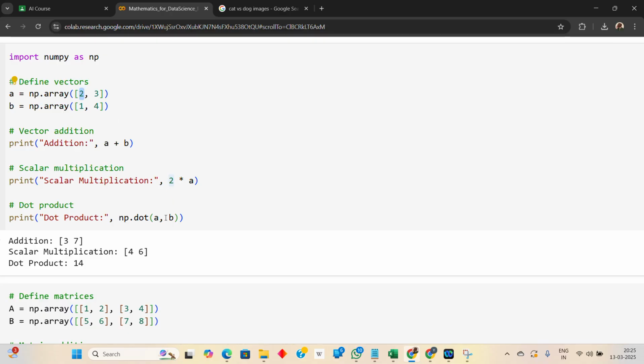And dot product means actual multiplication between vectors, not one on one. It is the multiplication of a comma b. Then it will give you 14. Got it? So this way, 3 times 4 is 12, plus 2 ones are 2, 12 plus 2 is 14. That's why the dot product is 14. Clear?